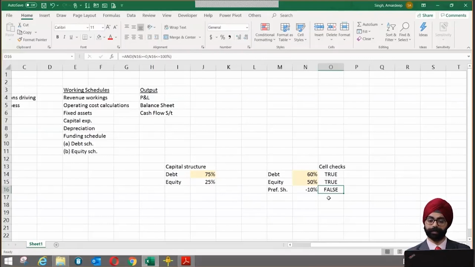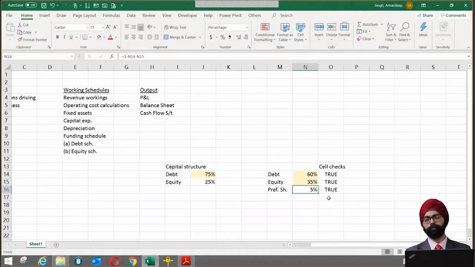When you see that the third one is showing a negative figure and hence giving you false, you will need to go back and revisit this number, and now it will attract the user's attention. It will tell the user that there is some problem here, so that person would look at these three numbers and it will make sense that debt 60, equity 50 is not possible. So I want to change it. I would say that equity can be about 35%. Now it's becoming 5% for preference shares. So that's how these individual cell checks are going to help you.